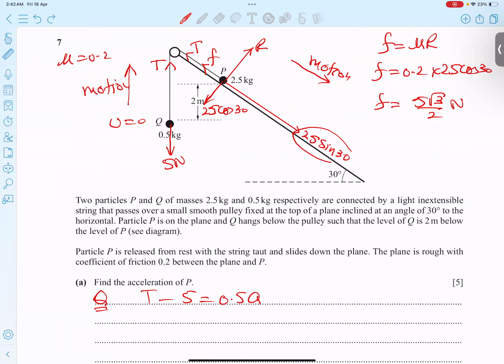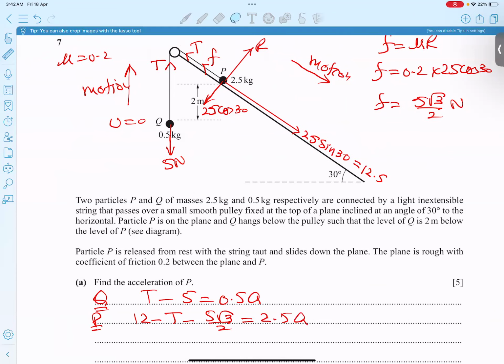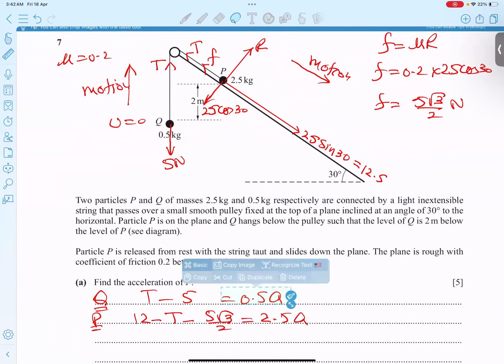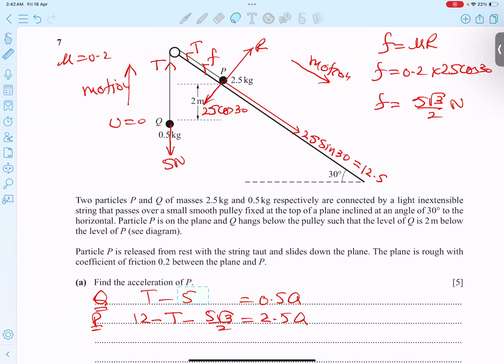So 25 sine 30, if you type it in the calculator, it gives you half of 25, 12.5. So I'm writing here 12.5 is for the P particle, 12.5 minus tension and friction. I just got 5 root 3 by 2 is equal to MA, and that is 2.5 times 2A. And this is very clear. So I'm writing it like this.